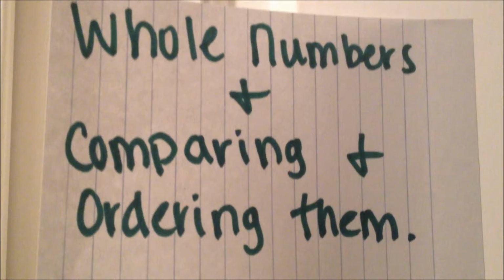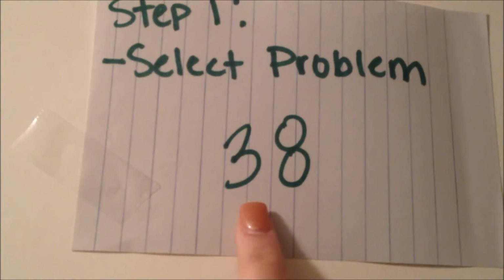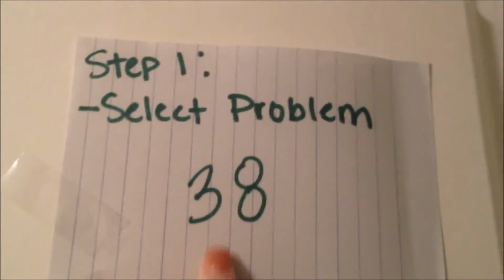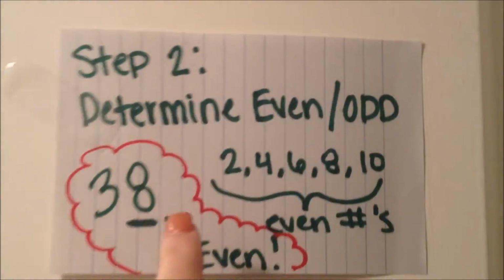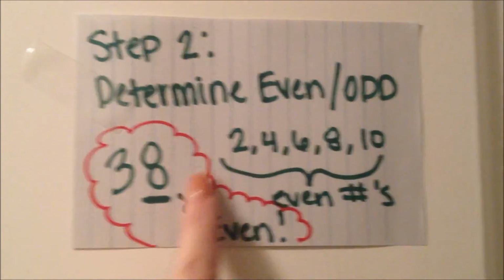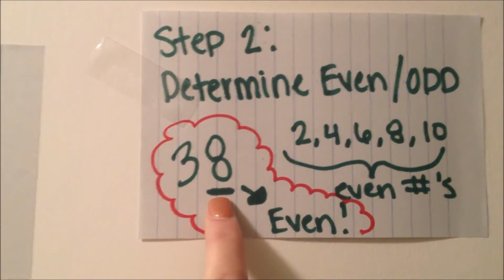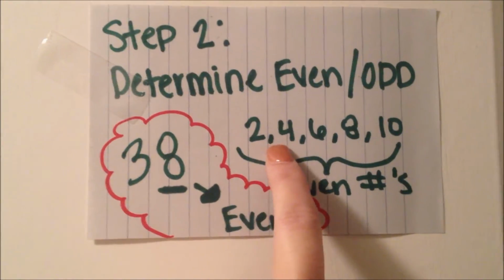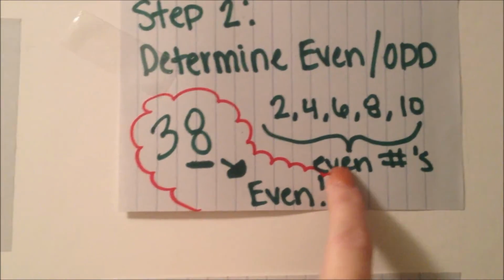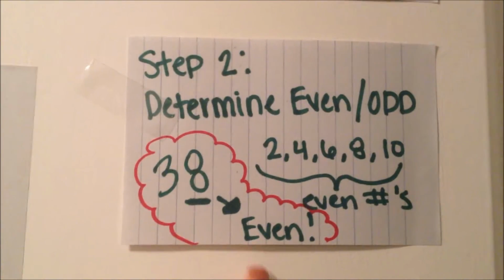Today we are going to be dealing with whole numbers and comparing and ordering them. For my strategy, first, you are going to select a problem or a random number. I chose 38. You will determine if the number is even or odd. You look at the last digit, and 2, 4, 6, 8, and 10 are even numbers, so therefore 38 is even.